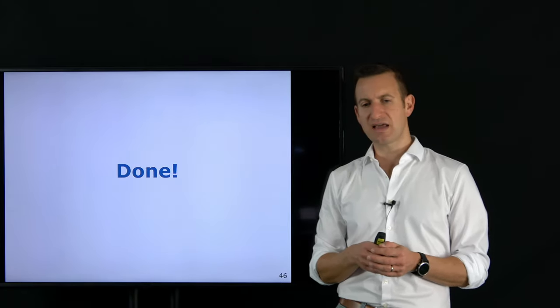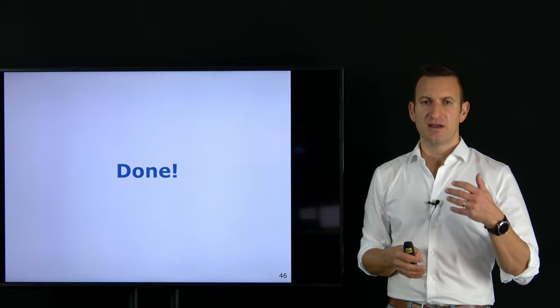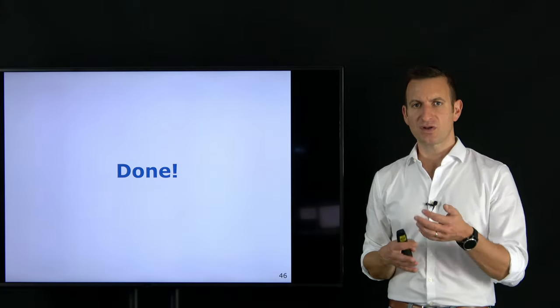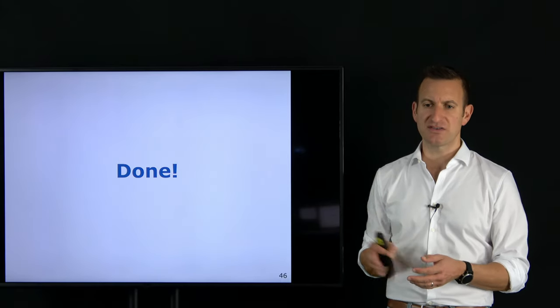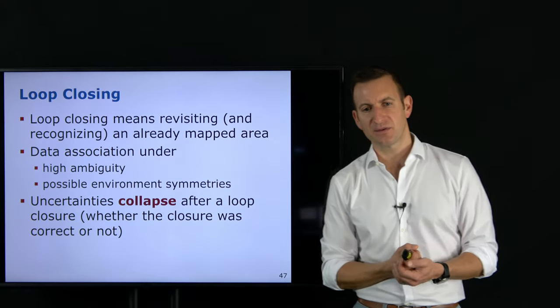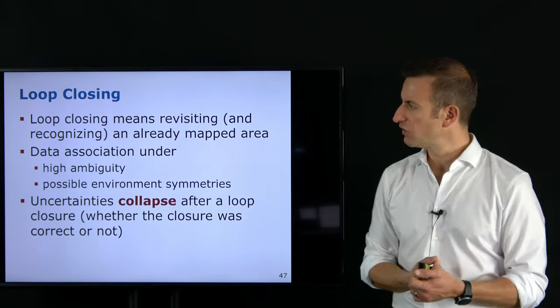What I want to do now in the next couple of minutes, I want to introduce a few of the things that you see and explain some of the concepts, what you will observe if you actually run SLAM, such an EKF-based SLAM system. So the first thing, which is an important thing to note, are loop closures. So what is a loop closure?